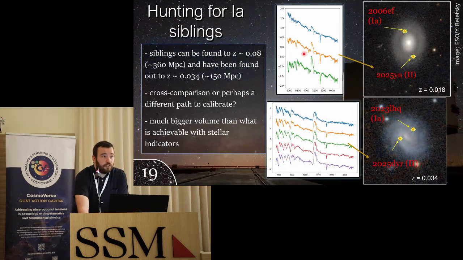We can also do other comparisons, because of course we don't only have type 2 supernova siblings, but we can also compare ourselves to the distance ladder just to test it.